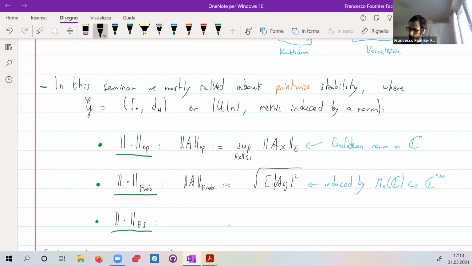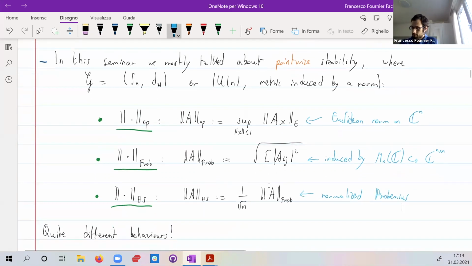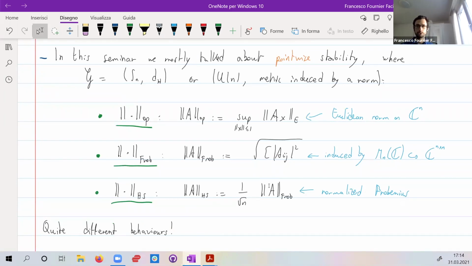And then finally we have the Hilbert-Schmidt norm, which is just like the Frobenius norm, but you want the identity to have norm 1. And so you just multiply by 1 over the square root of n. So, normalized Frobenius. We have seen talks about stability with respect to each one of these norms, and we've seen that there are very different behaviors between these. With the operator norm, we ended up talking about K-theory, with the Frobenius norm, we ended up talking about homology, and with the Hilbert-Schmidt norm, we talked about C-star algebras. For each one, there were different methods that needed to be introduced to prove or disprove stability. So the norm that you put on UN leads to very distinct problems.